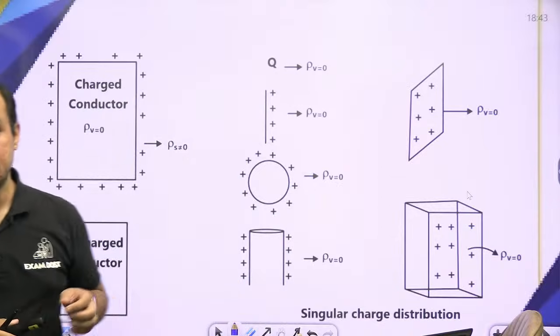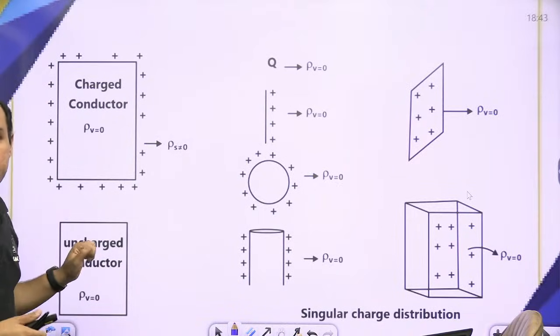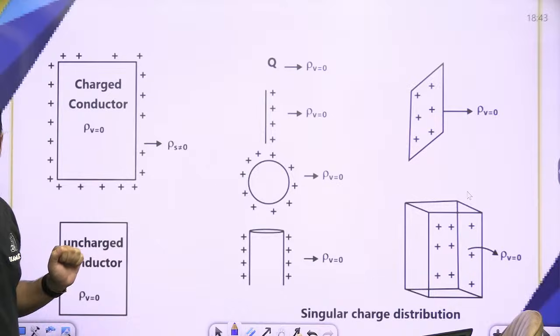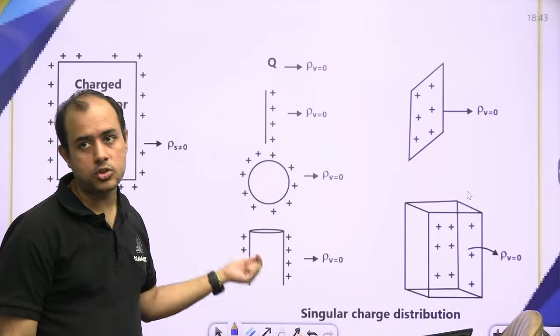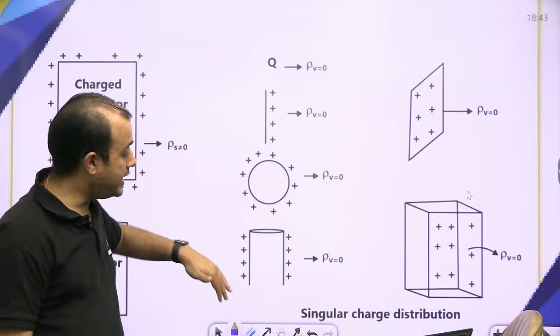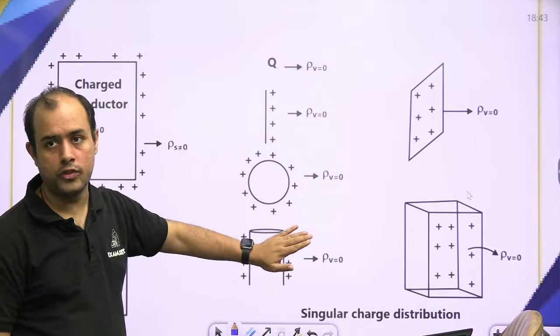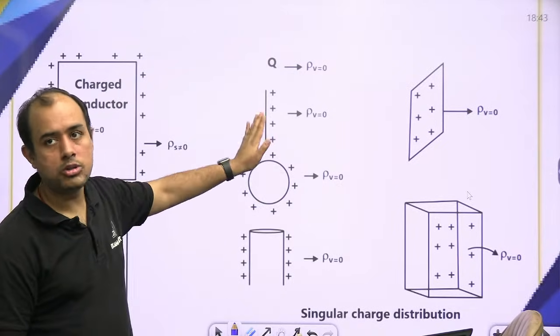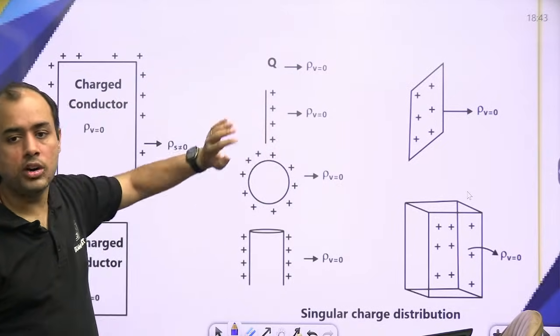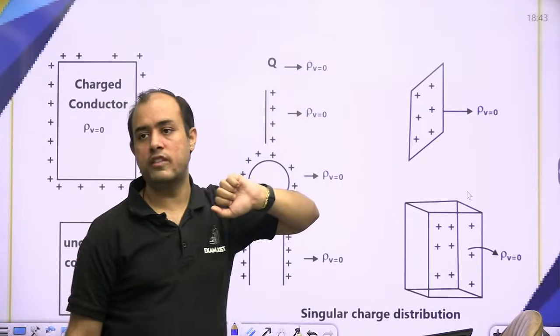So in a charged conductor, inside the conductor, rho v is 0. In an uncharged conductor also 0. If it is a cylinder, it will hold the charge on the surface. So inner charge density is 0. And even outside the surface, rho v will be 0. Outside the charged sphere, rho v will be 0. Outside the line charge, rho v will be 0. Outside the point charge, rho v will be 0.